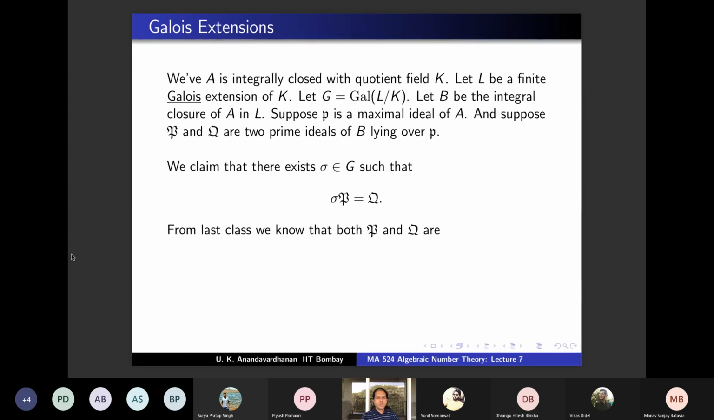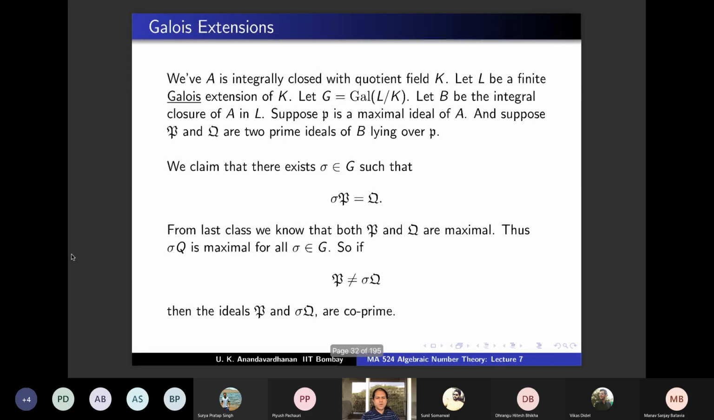So what we know is both these are maximal, right? Because we have shown that a prime lying above is maximal if and only if the prime lying below is maximal. So both these are maximal, and if Q is maximal, of course sigma Q is also maximal for all sigma. So if P is not sigma Q, then you can conclude that these are coprime. Agree? So these ideals are coprime because these are maximal.